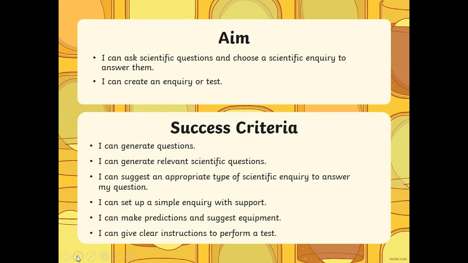So our aim is asking scientific questions and choosing a scientific inquiry to answer them, creating an inquiry or test, and we are going to be successful at this. We are going to generate some questions, making sure that they're relevant scientific questions, suggest an appropriate type of scientific inquiry to answer our question, set up a simple inquiry, and we're going to make predictions, and we're also going to give instructions on how to perform the test. So let's have a look at this in more detail.